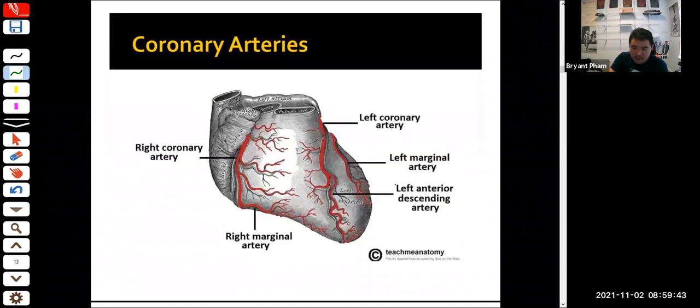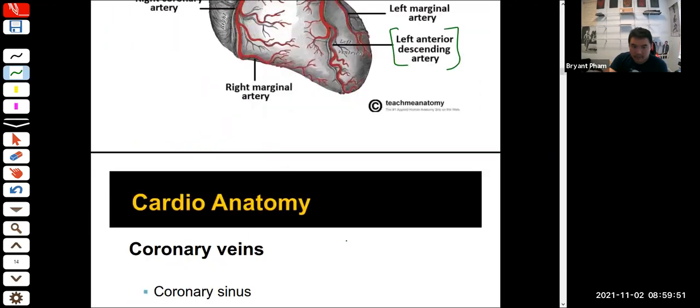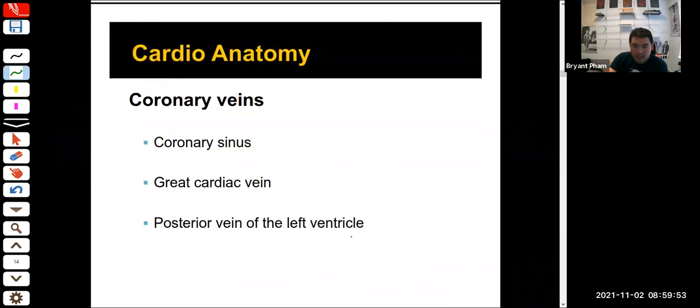So this is just showing you that LADA, right? Main blood vessel feeding the left ventricle. Coronary veins. This is just going to return used blood to the right atrium.